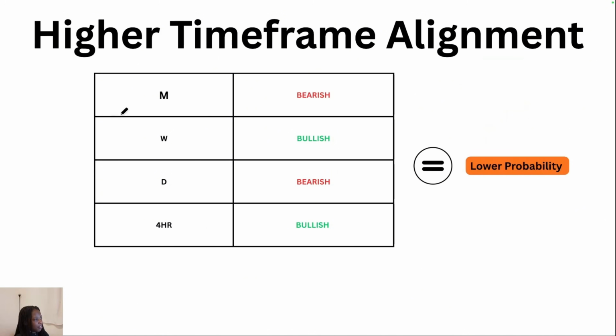Now, if you have a scenario where on the monthly it's bearish, on the weekly it looks bullish based on the candlestick formations and how the chart looks, I'll show more examples in this video so that you get the full picture. On the daily, maybe it's not bearish. On the 4 hour, it's still bullish. This you most likely want to just stay away from.